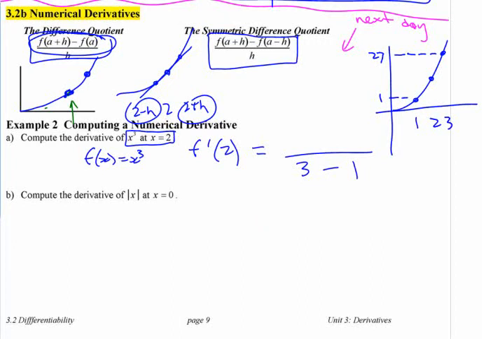So we want the difference between there. If we want to approximate the slope here, a really rough estimate would be using those 2 points. So you can say it's f at 3 minus f at 1, right? Or in other words, 27 minus 1 over 3 minus 1. So what is that? 26 over 2, 13.